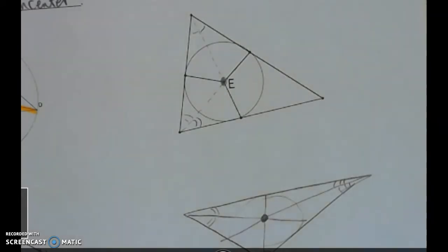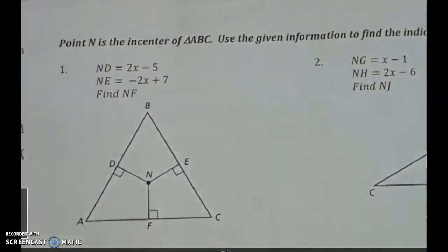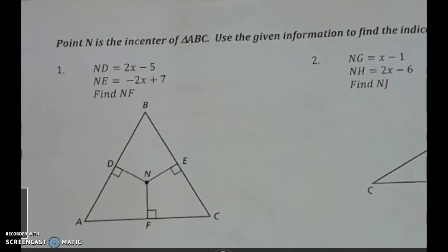But now let's go ahead and look at the math and what happens with numbers. Okay, the first problems we're doing deal with the incenter. So that means these are angle bisectors.